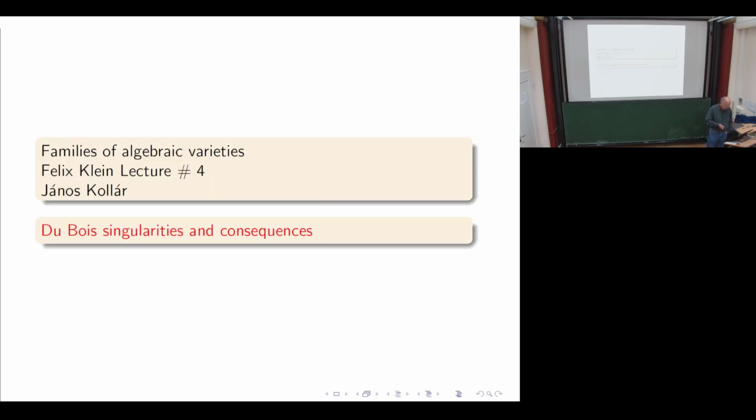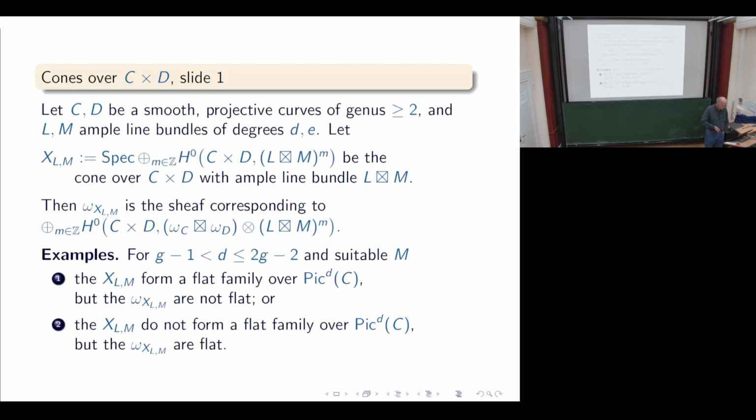But before that, let's start with some examples. So C and D are smooth projective curves of genus at least 2. And then I take the product of them, C cross D. And I take a line bundle on it, which is a box sum of ample bundles pulled back from the two factors, tensored together. So these are the simplest ample line bundles you can write down on the product.